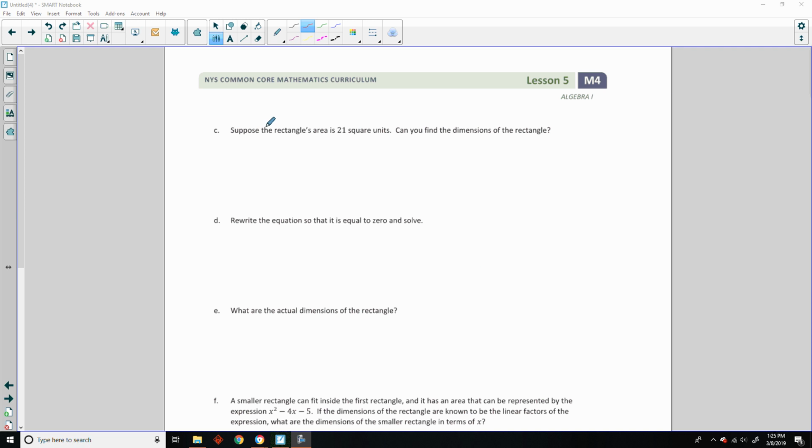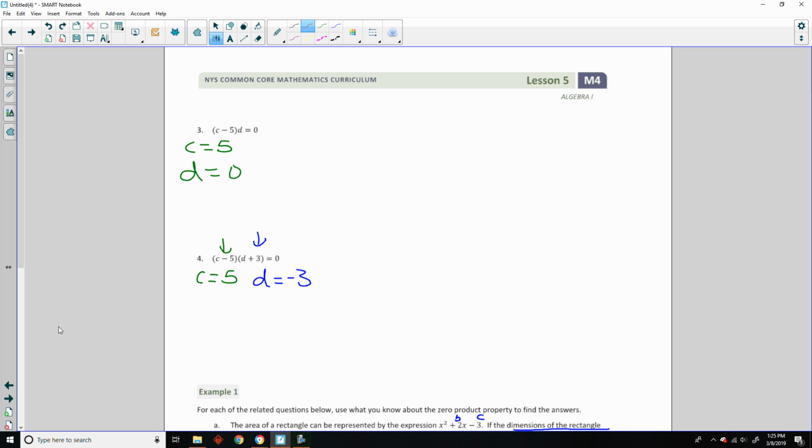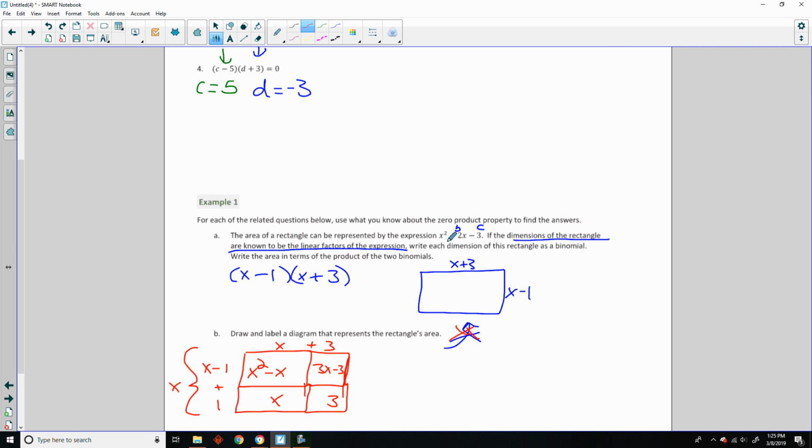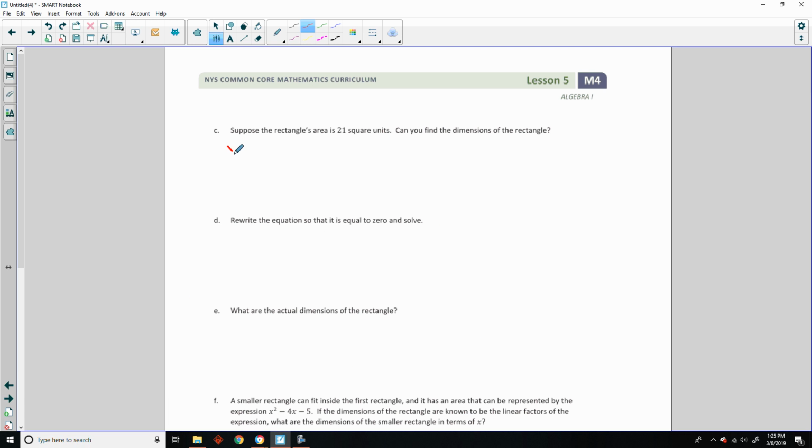Okay, so part C says, suppose the rectangle's area is 21 square units. Can you find the dimensions of the rectangle? Okay, the area of the rectangle is x squared plus 2x minus 3. So I'm going to write that. X squared plus 2x minus 3. And if we know that equals 21, then we set the area expression equal to that. So the answer is yes. So that would be equals 21. X squared plus 2x minus 3 equals 21.